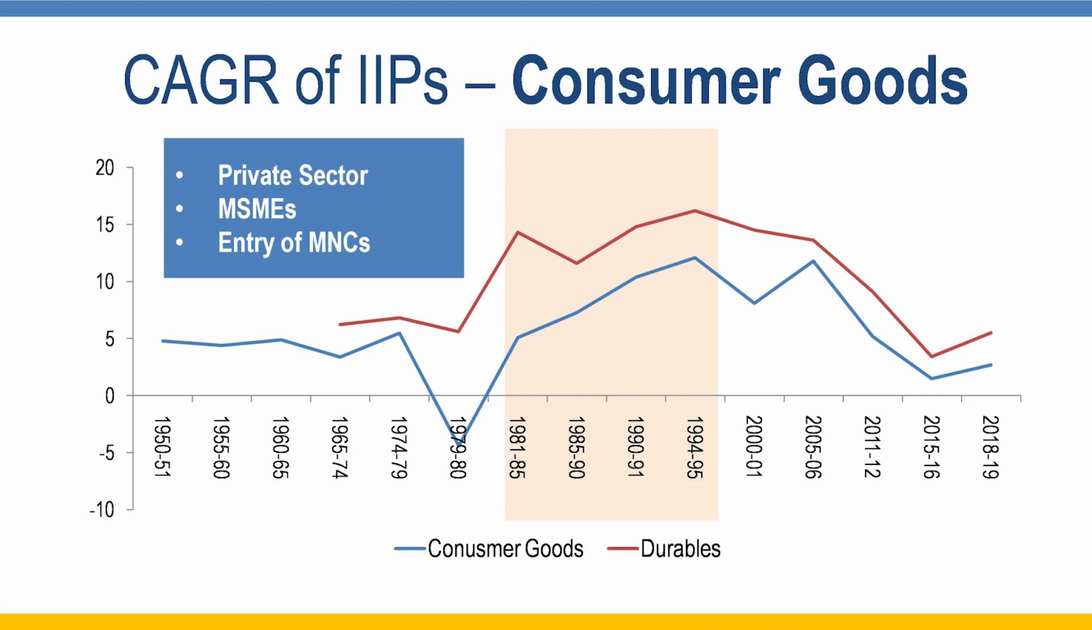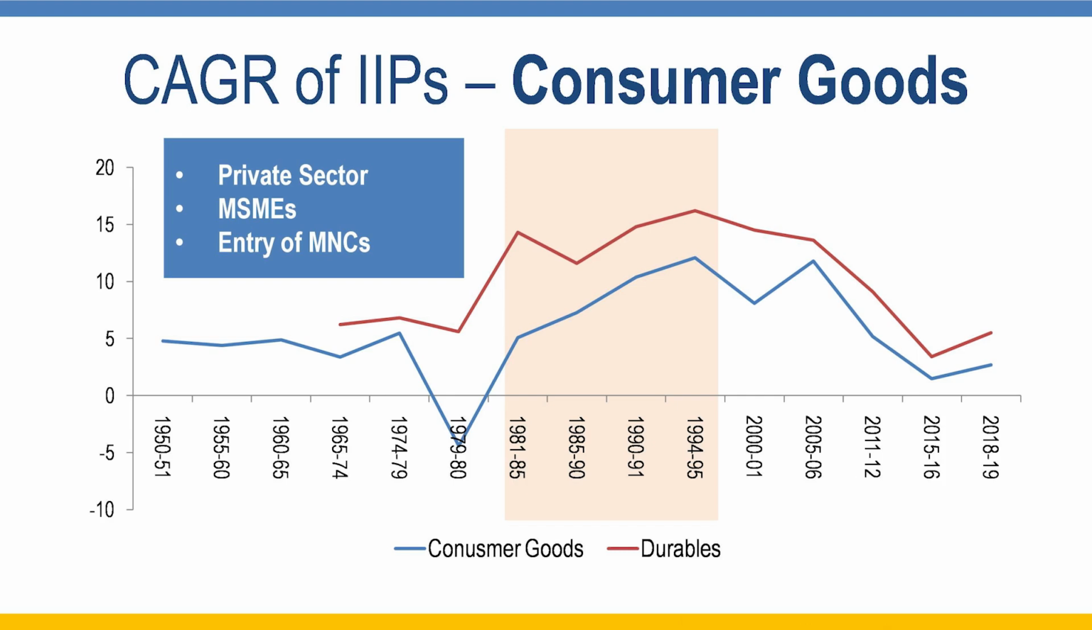More interestingly, if you look at the consumer goods, as I have said, that broad pattern indicates that in the initial phase it was actually the industries dominated by basic and capital goods, dominated by public sector enterprises, and gradually that was also generating private initiative, MSMEs coming up, mostly producing consumer goods.